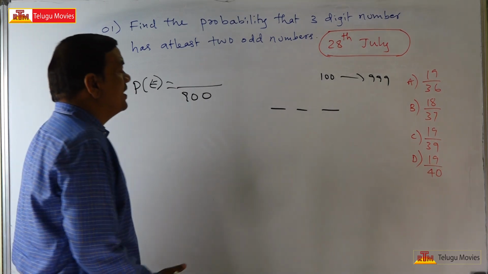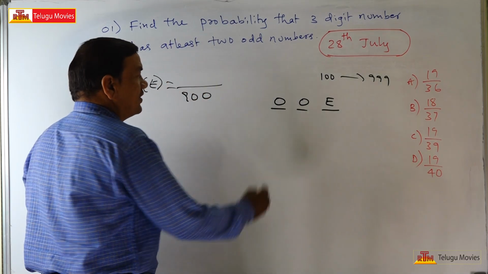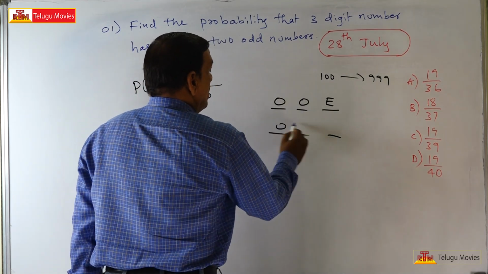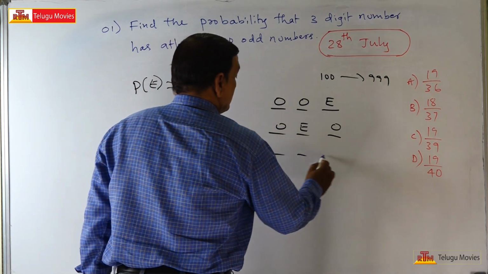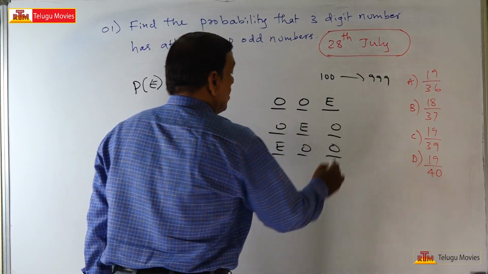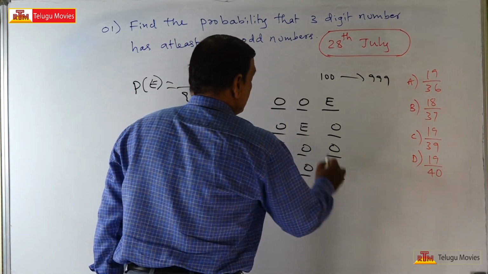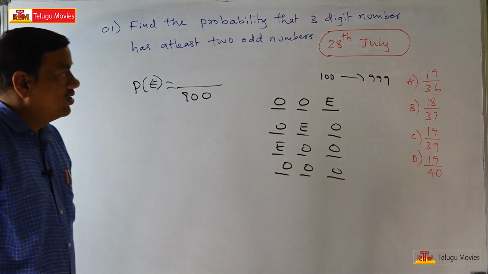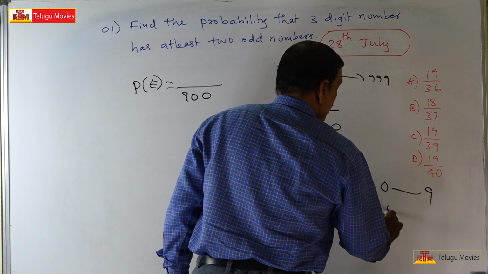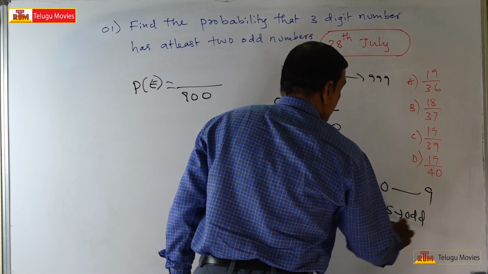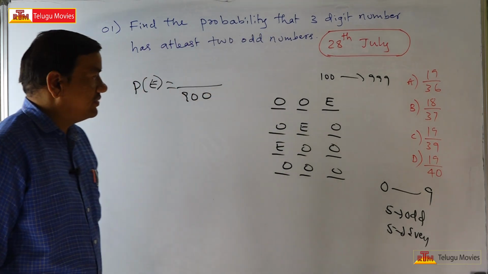At least 2 odd digits means what? Odd, odd, even. Otherwise, odd, even, odd. Otherwise, even, odd, odd. Otherwise, all odd digits. From the digits 0 to 9, we know there are 5 odd digits and 5 even digits.